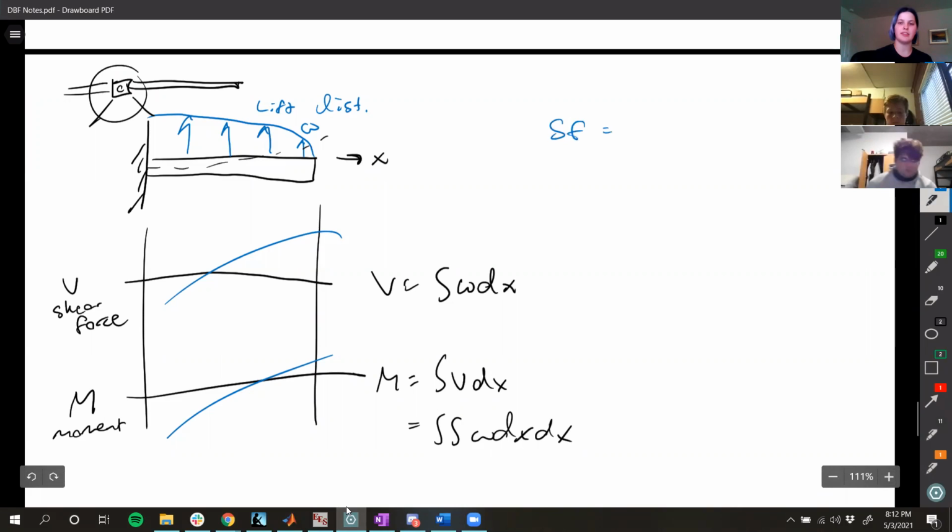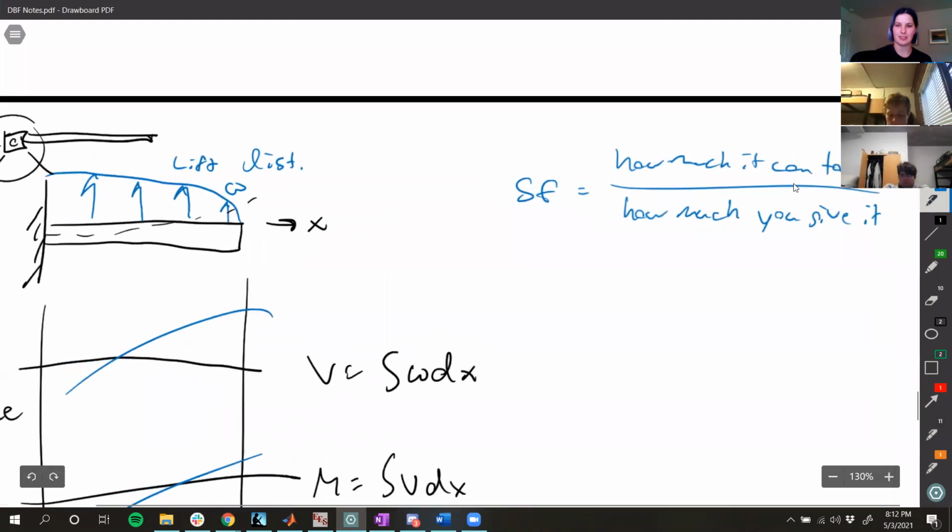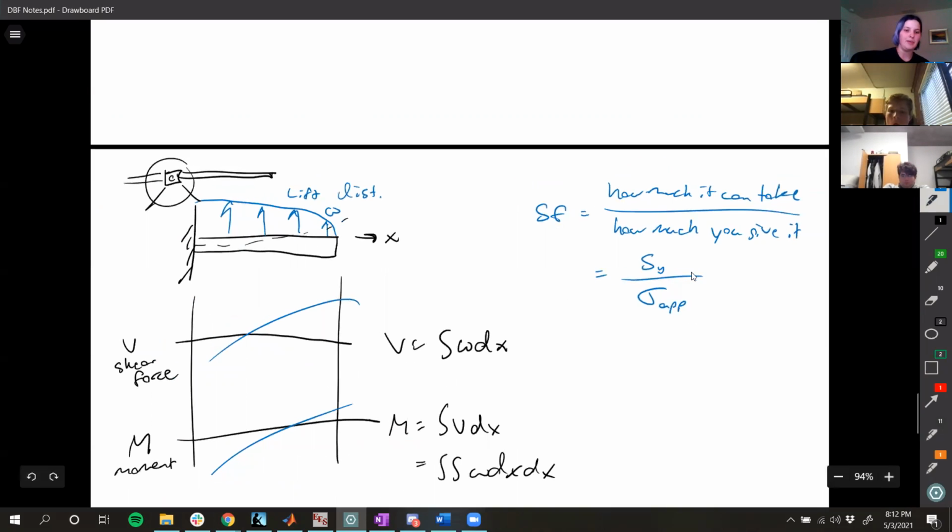So your safety factor is how much it can take, over how much you give it. And let's hope that doesn't sound too sexual either. So you might call that the strength. Some people do an S, maybe it's the yield strength, SY. And then this is the sigma applied, right? So sigma is stress.